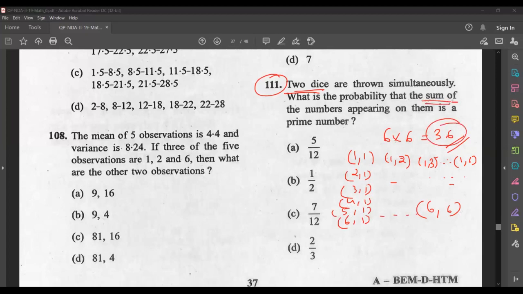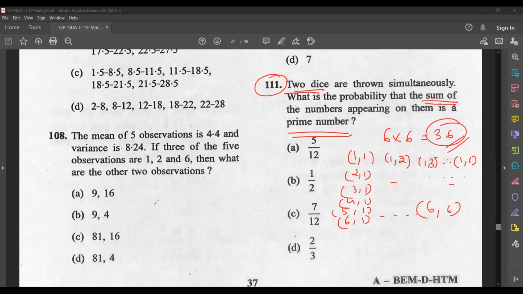Now, the sum should be a prime number. Sum prime number means, here see 1 plus 1, that is 2, that is a prime number. 1 plus 2, that is 3, prime number. But 1 plus 3 is not a prime number. Likewise, you have to take all the elements which give the sum as a prime number.